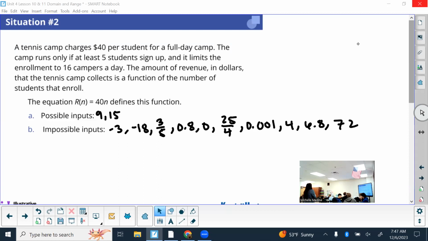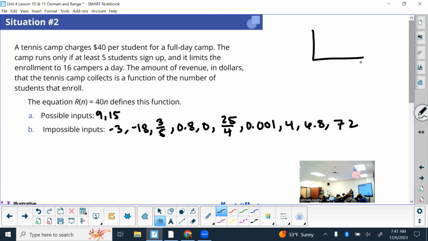A tennis camp charges $40 per student for a full day camp. The camp runs only if at least 5 students sign up, and it limits the enrollment to 16 campers a day. The amount of revenue in dollars that the tennis camp collects is a function of the number of students that enroll, and they give you an equation. If I were to look at a graph of this, what would go on the x-axis?